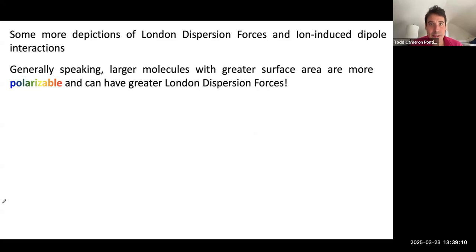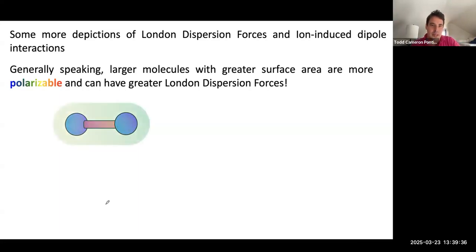All right. So speaking of functional groups and the motifs, these arrangements of atoms we have, different functional groups have different types of intermolecular forces. So here's another depiction of London dispersion forces and ion-induced dipoles. Generally speaking, large molecules with greater surface area are more polarizable and have greater London dispersion forces.